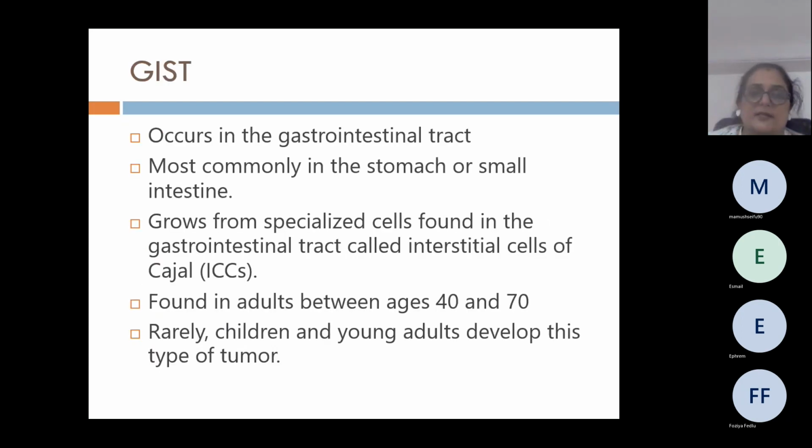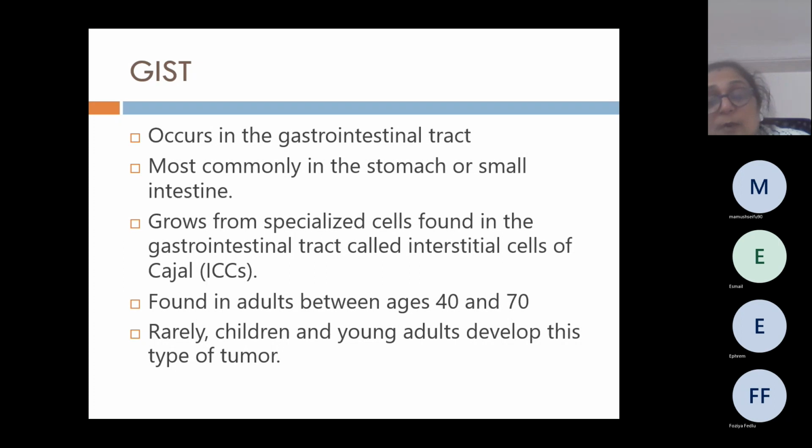Now, what exactly is GIST? It occurs in the GI tract, which starts from the mouth till the large intestine. That is the GI tract where the food gets digested. We eat, we grind, the food gets digested, then it gets absorbed in the complete GI tract. But it is most commonly seen in the stomach or in the small intestine region.